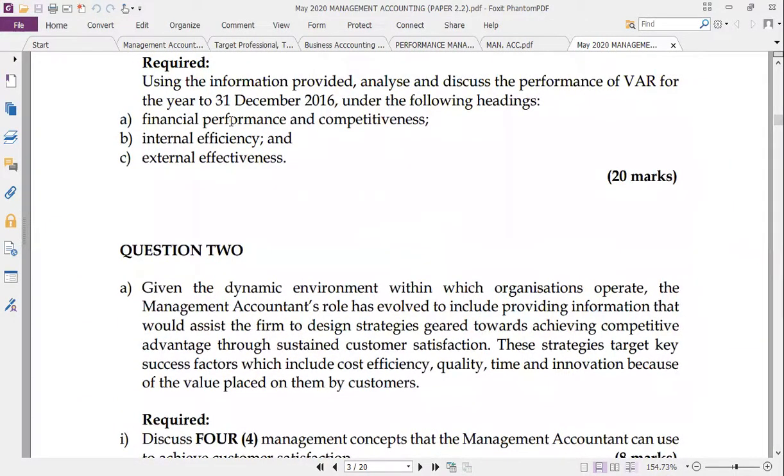I like that. That is the financial perspective, using the ratios and financial indicators. Competitiveness, that's the non-financial information, changing the cost structure, internal efficiency, non-financial, external effectiveness, 20 solid marks.